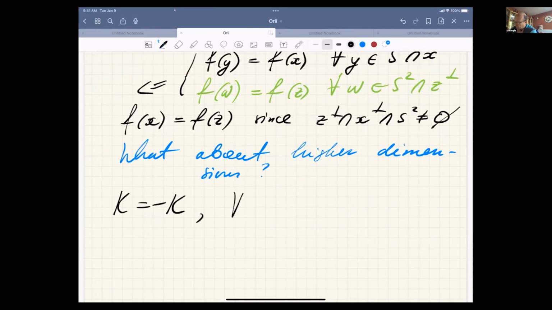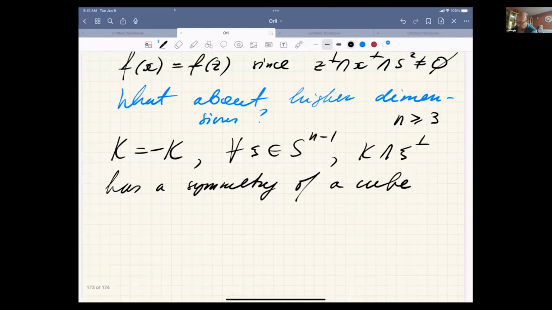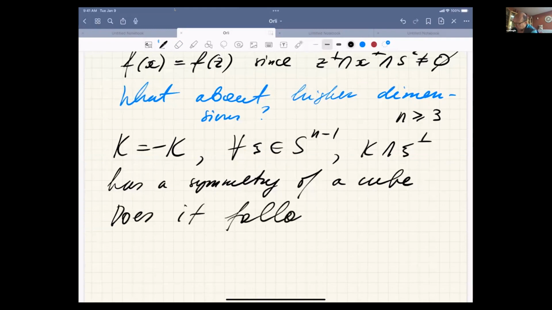We know that for any xi in S^(n-1), now let's assume n greater or equal than 3, we know that there exists a rotation. Well, let me write it like this. For any xi, K intersection xi perp has a symmetry of a cube. Yes. Does it follow that K is the Euclidean ball?